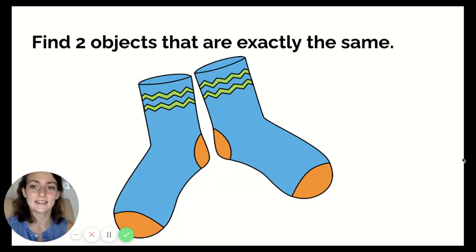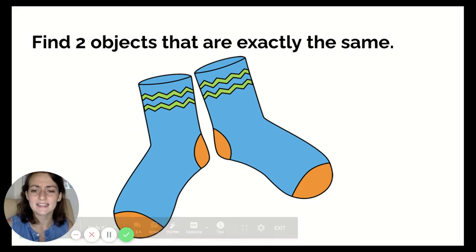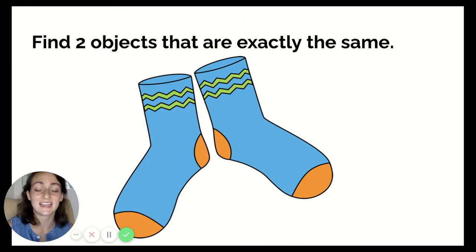All right. Find two objects that are exactly the same. Okay, well, already on the screen, I see two socks that are exactly the same. They are the same color, they're the same shape. I see that they have orange at the toe and orange at the heel. They have some green stripes on them, but most of the socks are blue. Okay, so these socks are exactly the same. I can't see anything that's different.